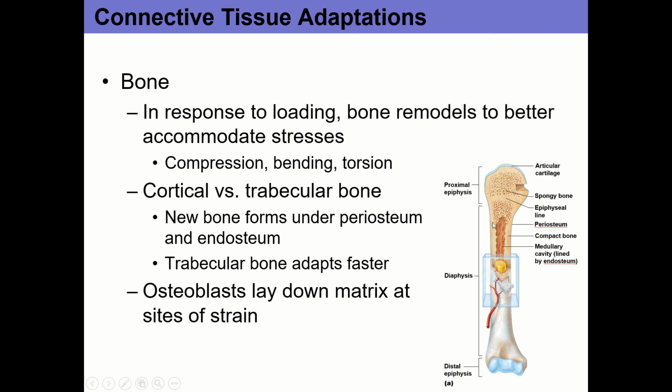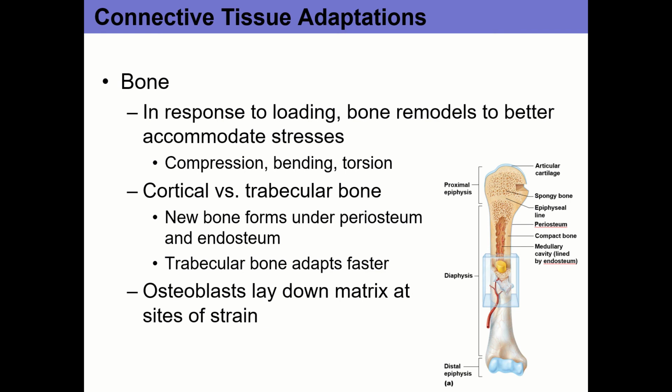So cortical bone's compact bone, it's out here on the outside of the bone. Trabecular bone, spongy bone, which is this stuff in here. Those are your trabeculae. Remember that the outer layer of the bone itself is the periosteum. And then the inner layer of the bone, we have another layer of cells, which is called the endosteum. And so under each of those, under the periosteum and under the endosteum, you have osteogenic cells. Osteogenic means generates bone.